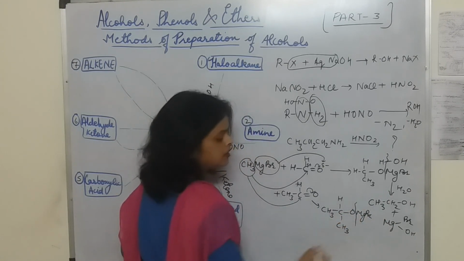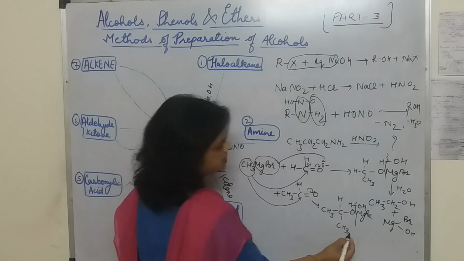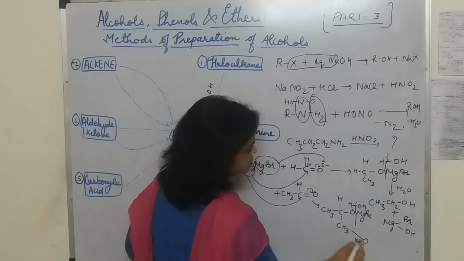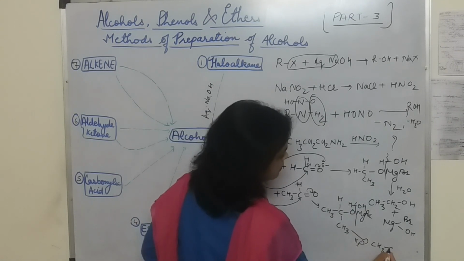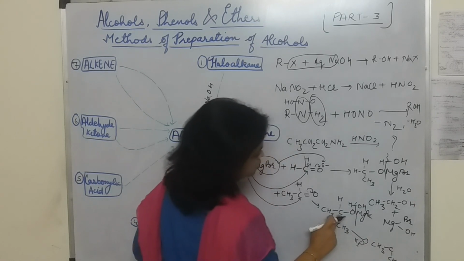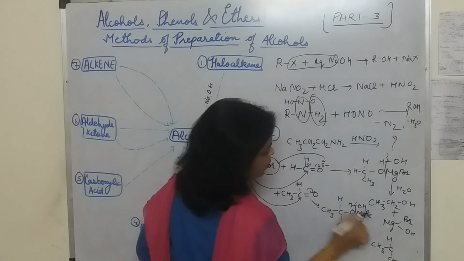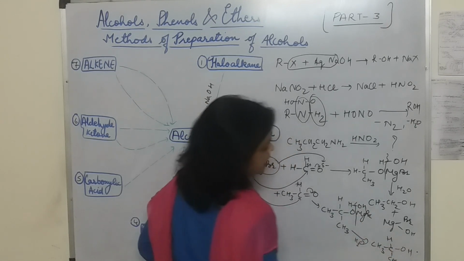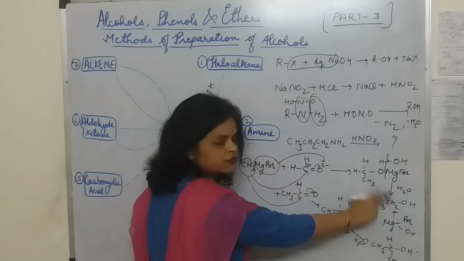Now the same way hydrolysis will take place, HOH. So what is the product formed here after hydrolysis, students? CH3, C, CH3. Now to this C, one H is also attached and one OH. Again the side product formed is MgBrOH, same as it was formed earlier.